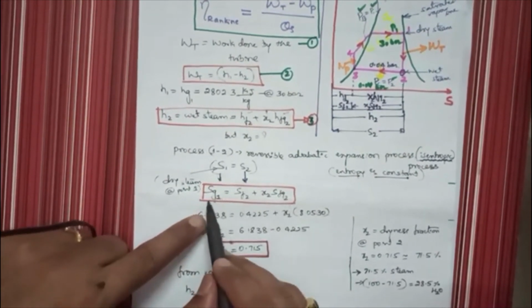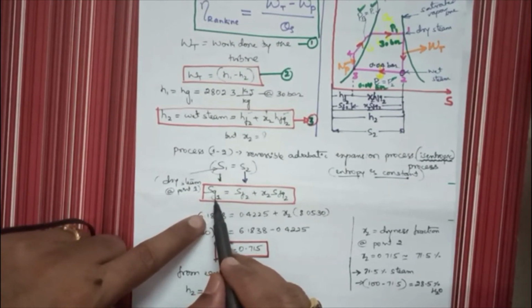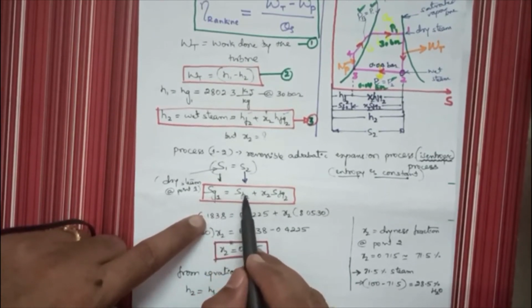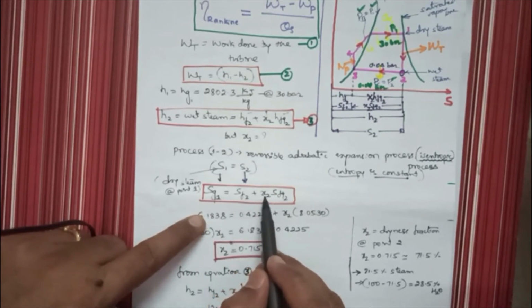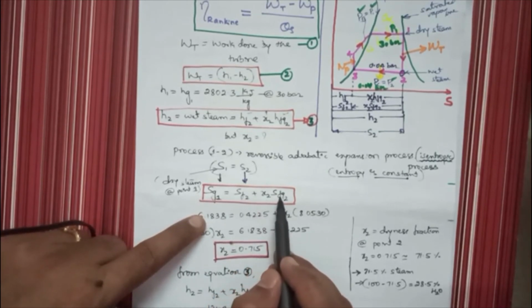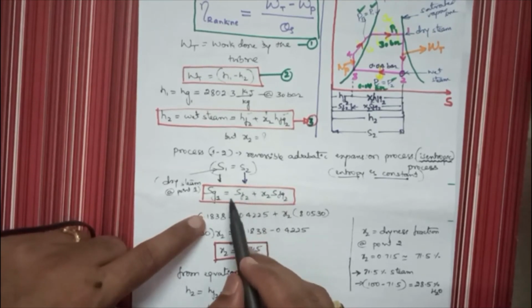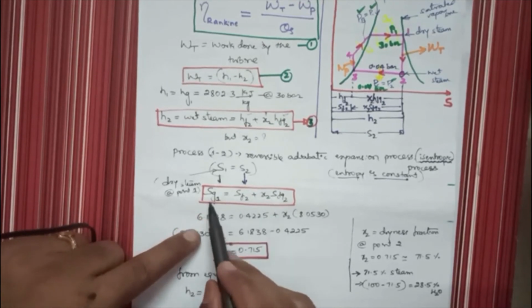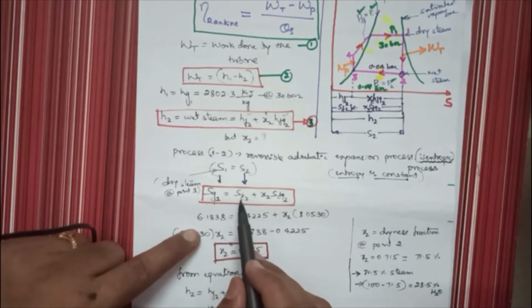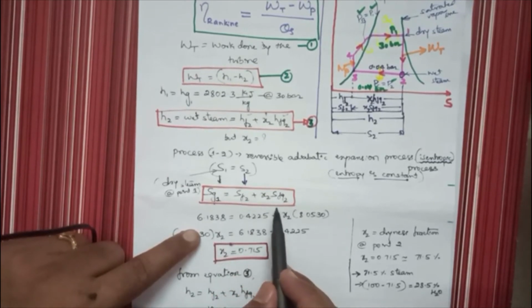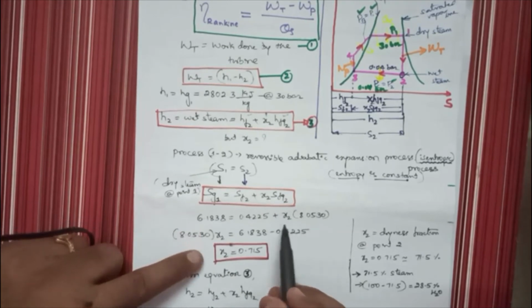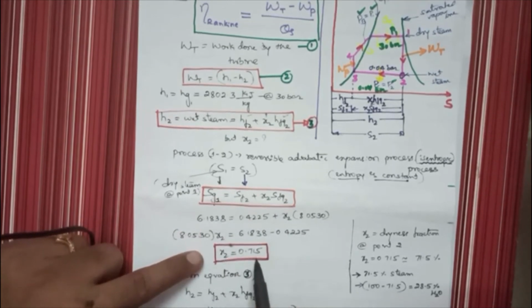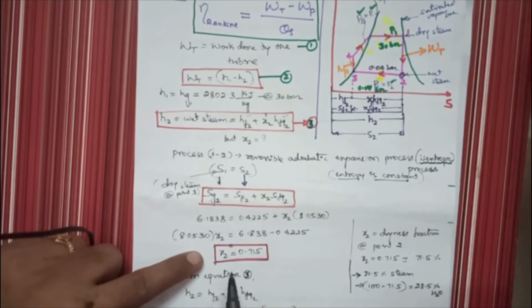So this SG1 is from the data handbook. This is also from the data handbook at second pressure. X2 is unknown, and this value is from the data handbook. So this is a known value, this is also a known value, this is also a known value. Calculate X2. So I have taken SG1 from the data handbook, 6.1838, is equal to SF2 I have substituted, SFG2 also I have substituted, 8.05. So calculating X2, you get 0.715.